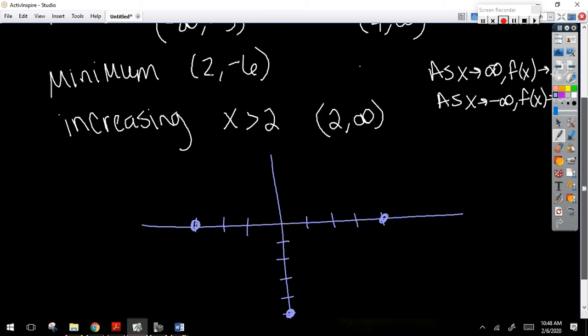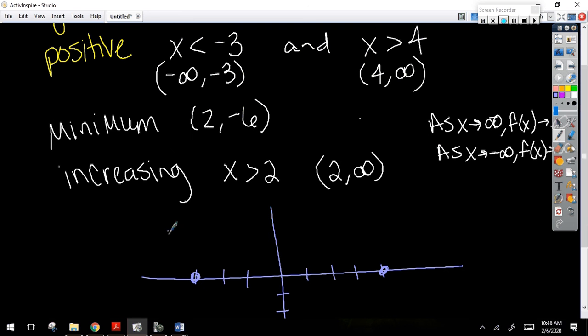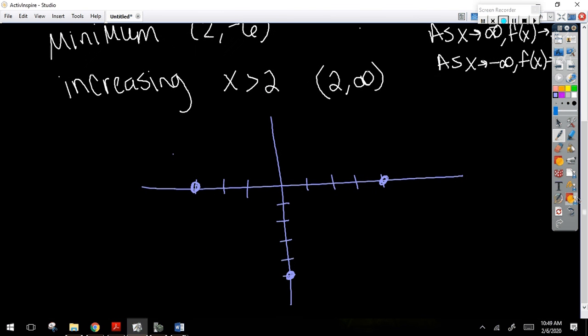All right, smaller than -3, so this way, I'm going to be up here somewhere, then I'm going to be down, and then I'm going to be up. I have a minimum at 2, -6. That's lower than the y-intercept, that's fine. 2, -6, that's a minimum. And that was given to me. Is everybody trucking with me so far?